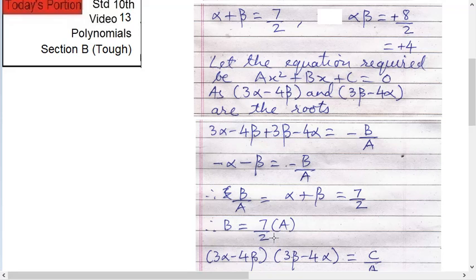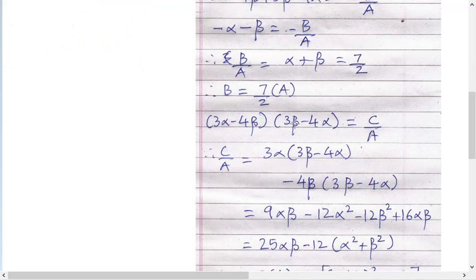Up to this point clear? Do it calmly. First do minus B upon A, solve them, and alpha plus beta we have already found out. So use that. So B equals 7A upon 2. This was for the sum. Now for the product. The two roots are 3 alpha minus 4 beta and 3 beta minus 4 alpha. Do the product. So 3 alpha minus 4 beta into 3 beta minus 4 alpha equals C upon A. So we have to solve this now.